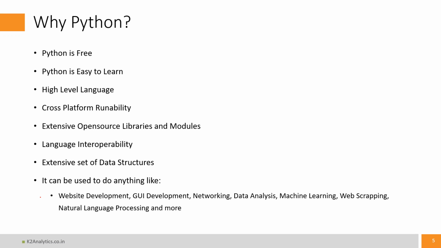Extensive open source libraries. Python is open source. There are extensive libraries and modules written by people like you and me who are contributing to the growth of Python. Okay. Language interoperability. Now, what is language interoperability? In Python code, I can have R code running. In Python, I can have C code running. So basically, it can allow other programming language code to run in their native system.